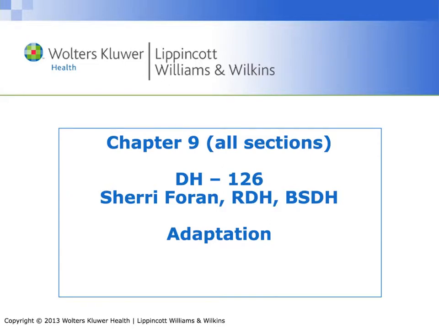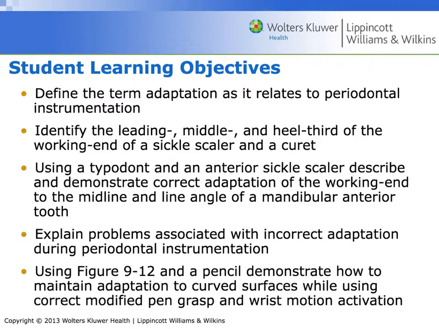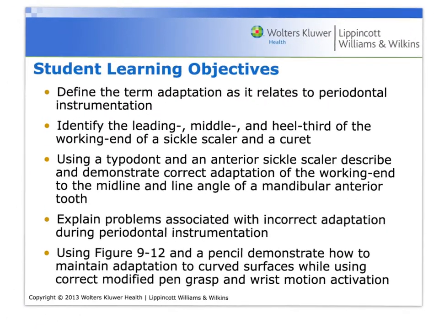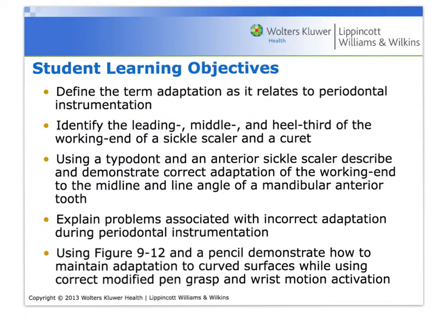Welcome to Module 9, Adaptation. Student learning objectives are to define the term adaptation as it relates to periodontal instrumentation, identify the leading, middle, and heel third of the working end of a sickle scaler and curette, using a typodont and an anterior sickle scaler, describe and demonstrate correct adaptation of the working end to the midline and line angle of the mandibular anterior tooth. Explain problems associated with incorrect adaptation during periodontal instrumentation.